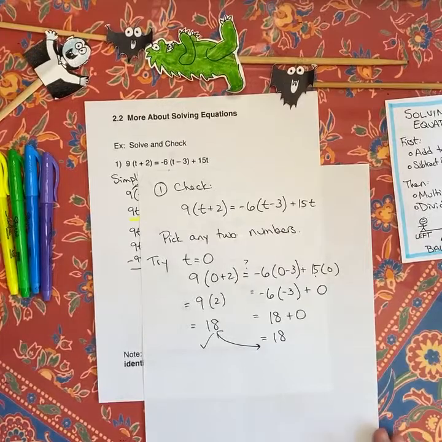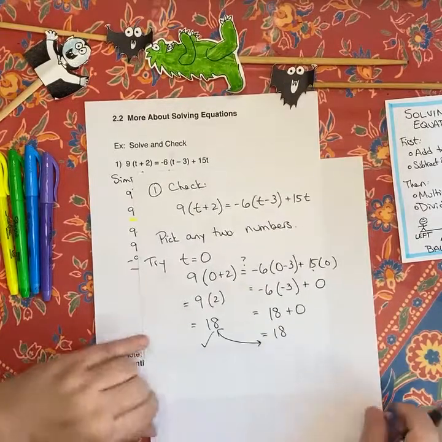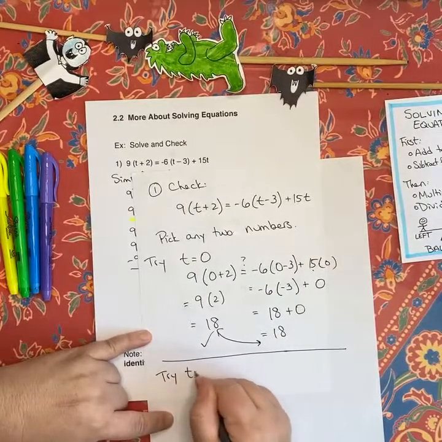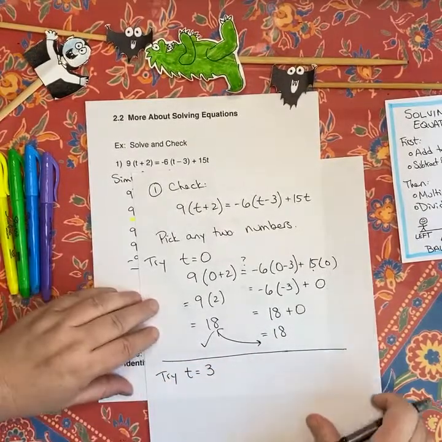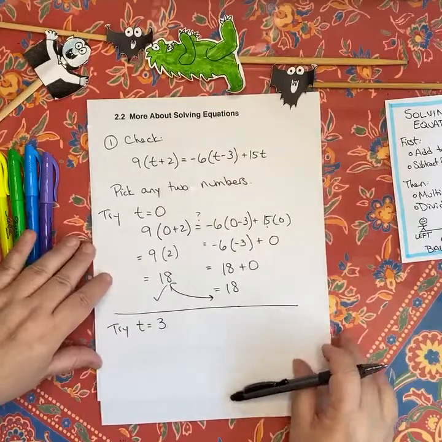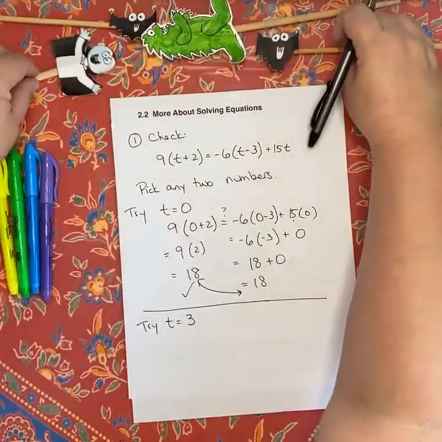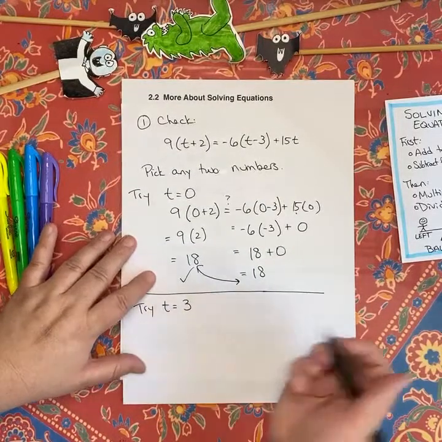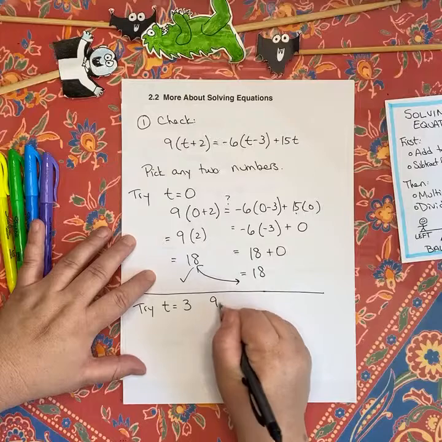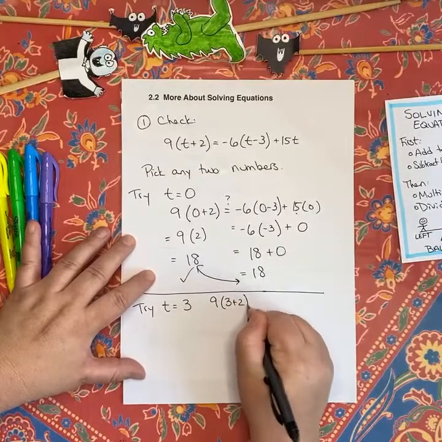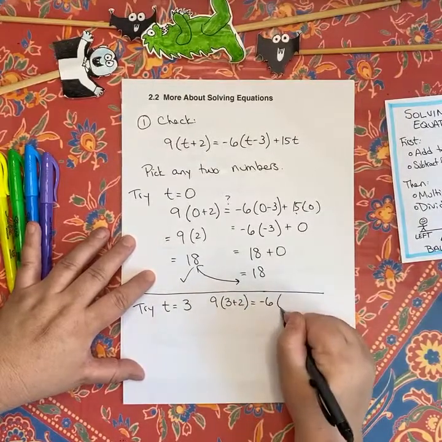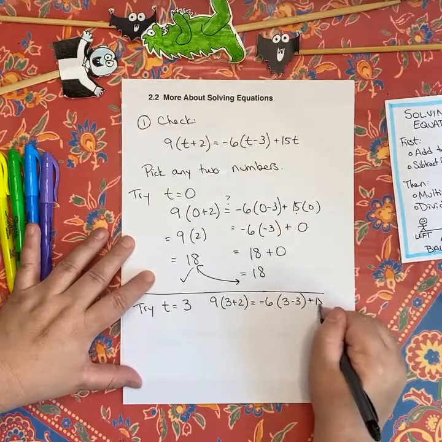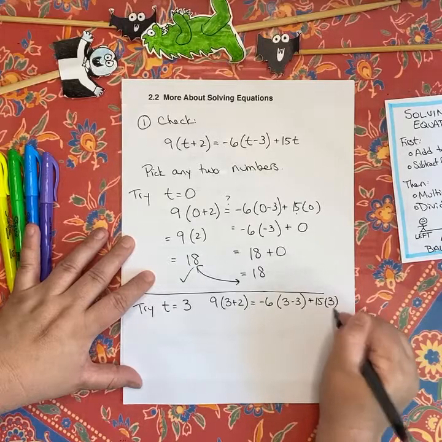Maybe I just got lucky and I randomly picked the correct number. Let me try another one. I'm going to pick t equals 3. I'll show you why as we work through it. Sometimes you can pick smart numbers. That'll just make your life a little easier. So I'm going to have 9 times the quantity 3 plus 2 equals negative 6 times the quantity 3 minus 3 plus 15 times 3.